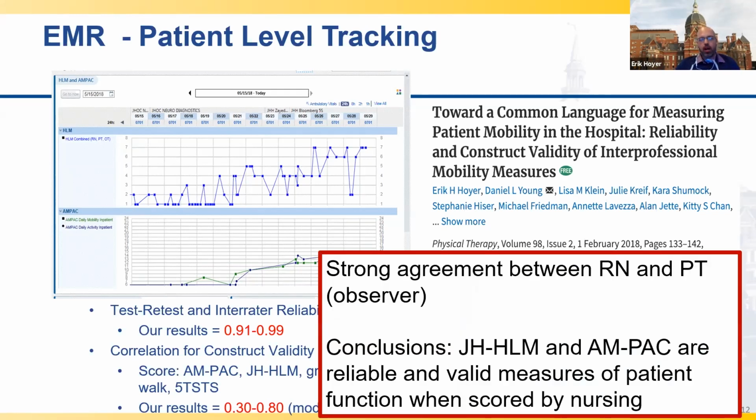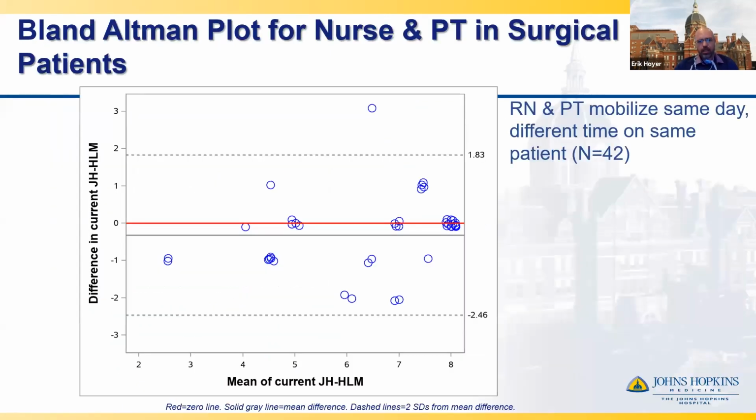So in brief summary, what we did find is that there was strong agreement between nurses and physical therapists, at least when the physical therapist was an observer in terms of these tools, and that JHHLM and AMPAC are reliable and valid measures of patient function when scored by nursing. We've actually conducted a recent study to further develop this idea.